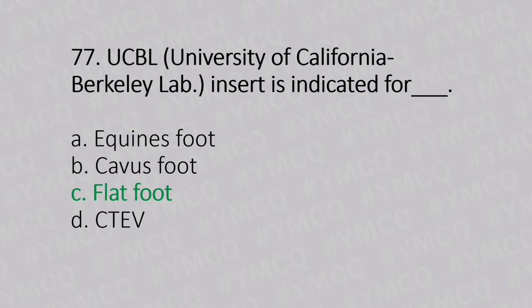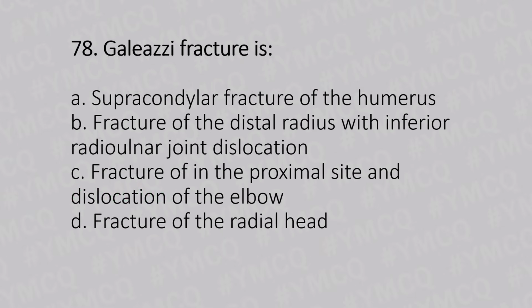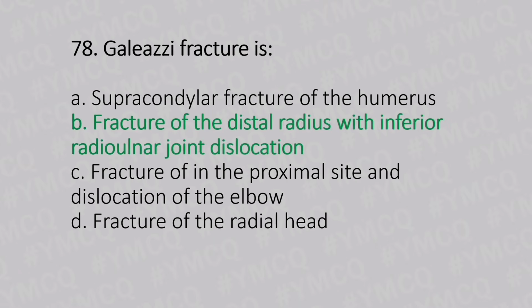Moving to our 78th question. Galeazzi fracture is option A, supracondylar fracture of the humerus. Option B, fracture of the distal radius with inferior radioulnar joint dislocation. Option C, fracture of the proximal ulna and dislocation of the elbow. Option D, fracture of the radial head. And the answer is option B, fracture of the distal radius with inferior radioulnar joint dislocation.